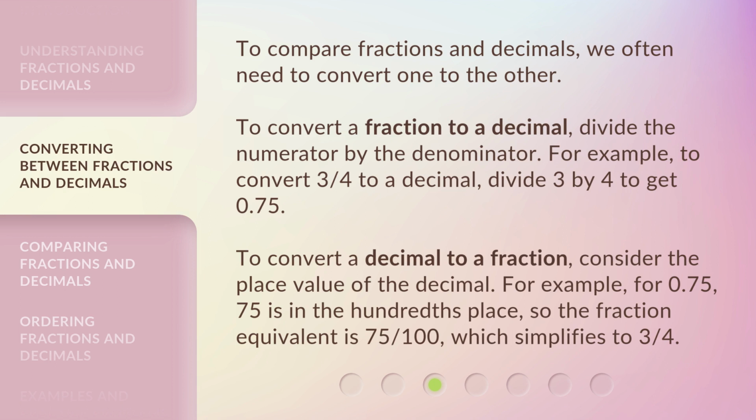To convert a decimal to a fraction, consider the place value of the decimal. For example, for 0.75, 75 is in the hundredths place, so the fraction equivalent is 75/100ths, which simplifies to 3/4.